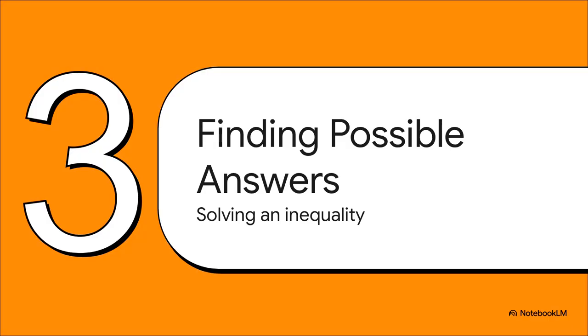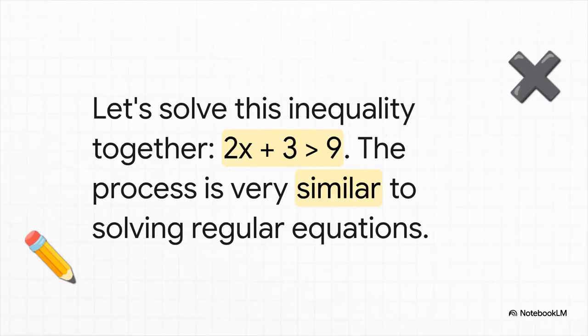Now here's what's so cool about inequalities. They don't just have one answer. See, an equation like X equals 5 has one answer, 5. But an inequality describes a whole range of possibilities, an entire set of correct answers. So let's just walk through a classic example and see how you find that whole range of solutions. And don't worry, if you can solve a basic equation, you can totally handle this. The steps are pretty much identical.